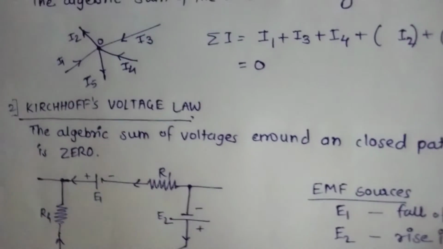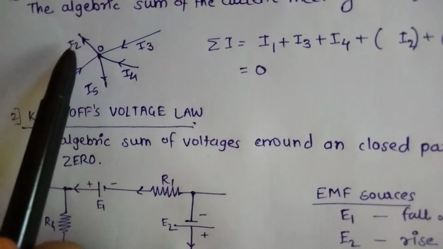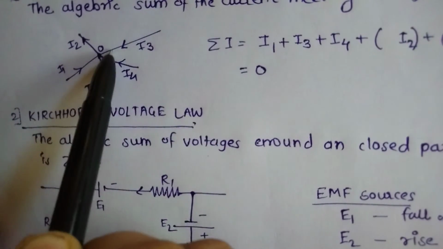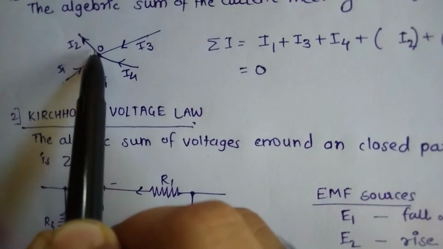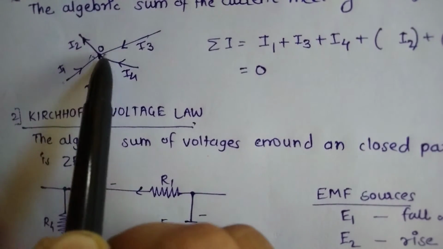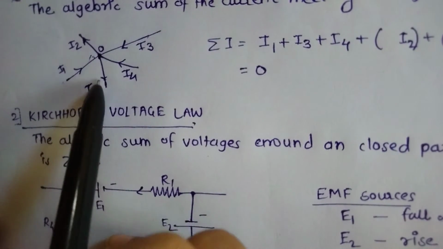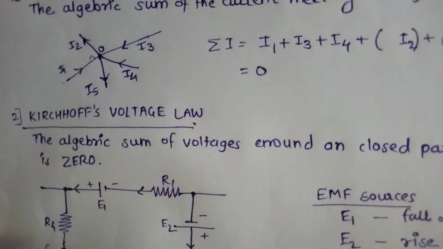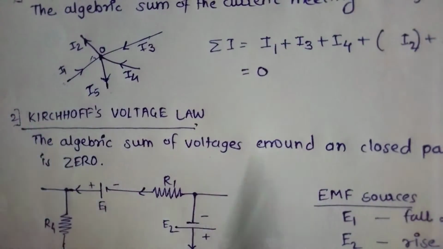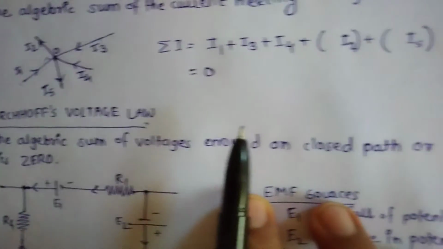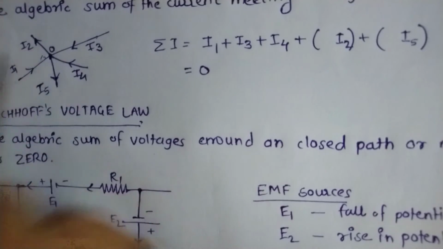So let's consider a junction point where various currents are coming or going away. Here we can say I1 is coming to the junction, I2 is moving away from the junction, I3 is moving to the junction, I4 is also moving to the junction, and I5 is moving away. So let's say the summation of all currents at this junction is 0.